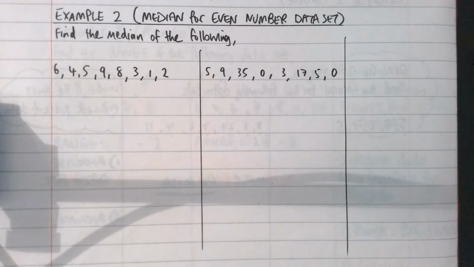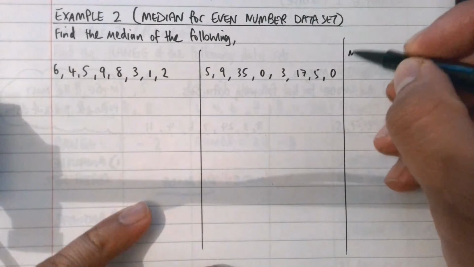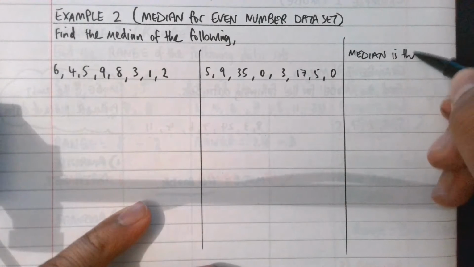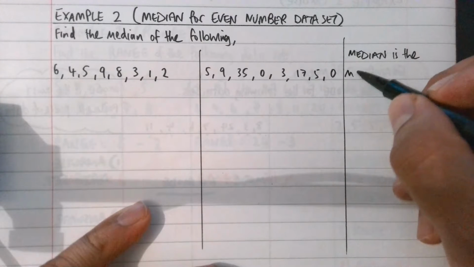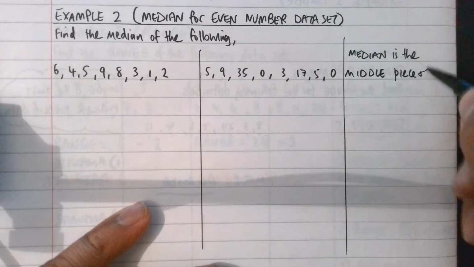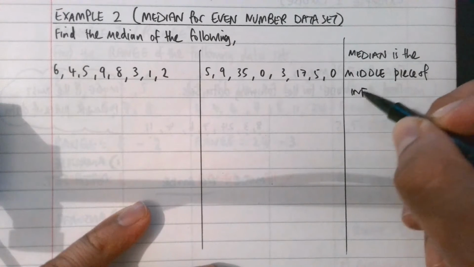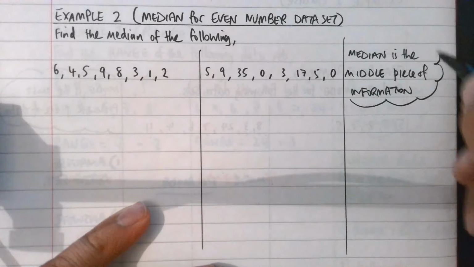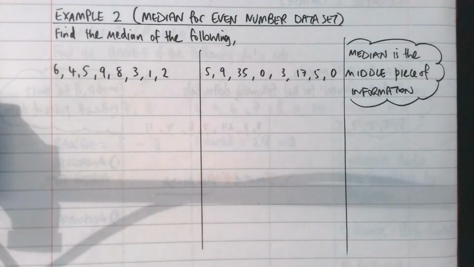This time we're looking for the median, and we have an even number of data in our set. Again, the median is the middle number or the middle piece of information in our data set. And the method is no different to the one for the odd number of data, but there is a slight difference in the second step. Okay, but the definition is the same. So this time if we look, we have even amounts of data in both data sets.